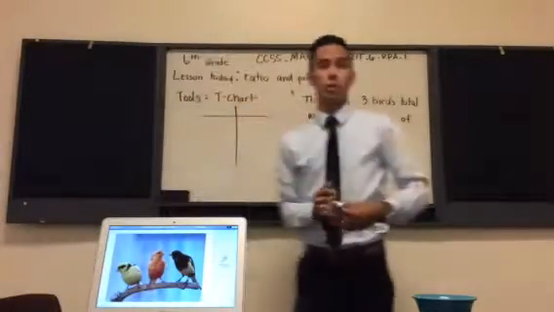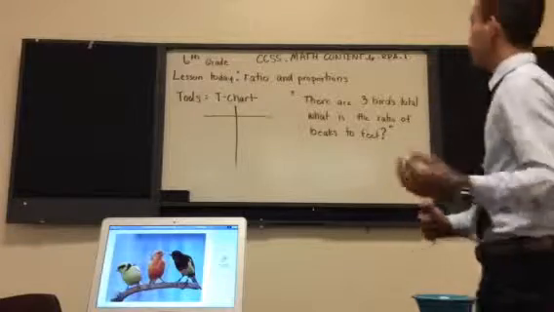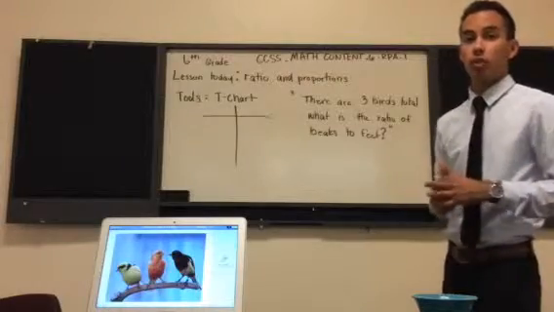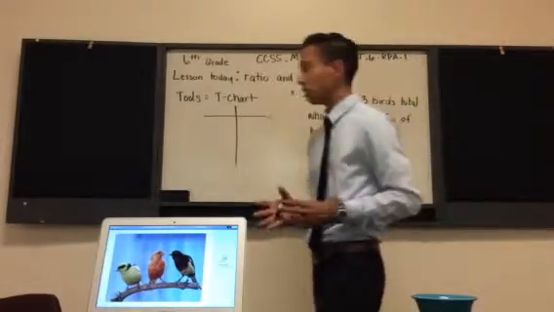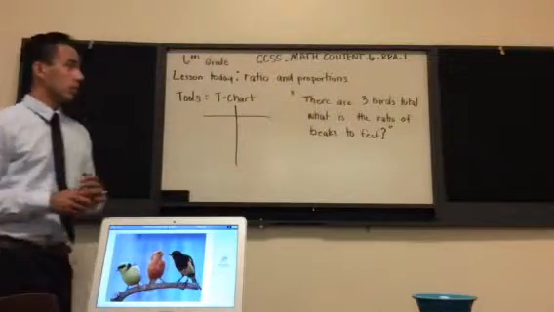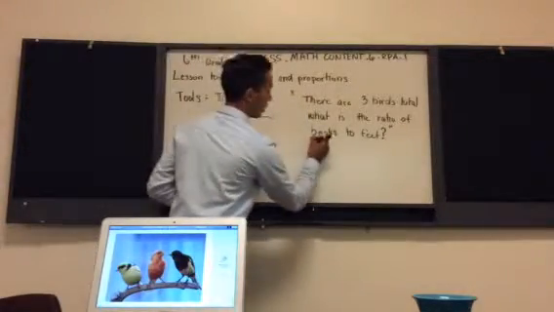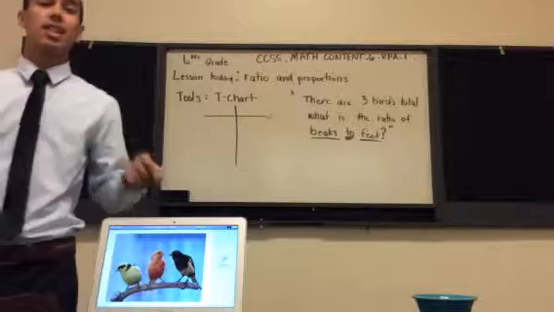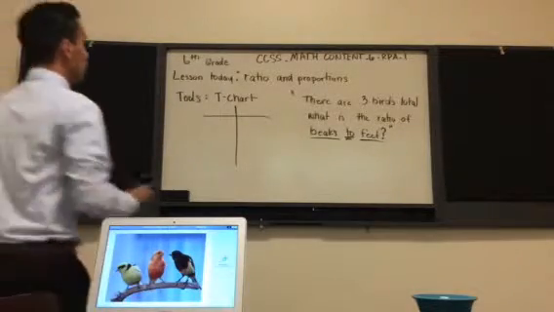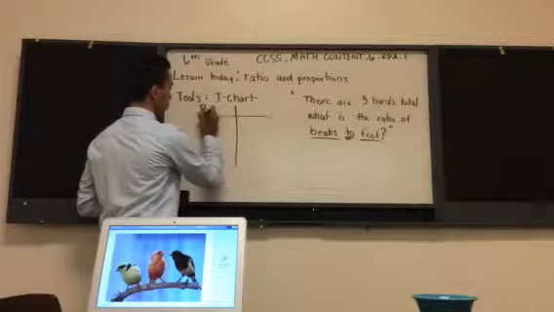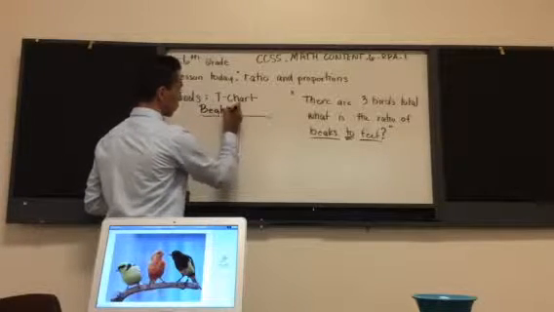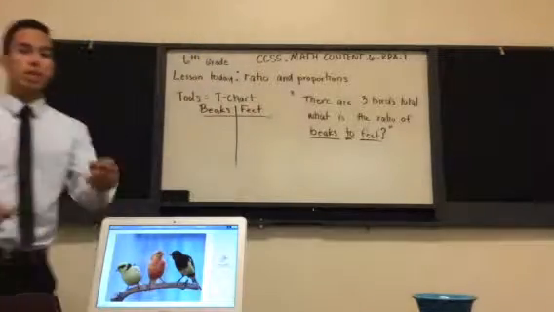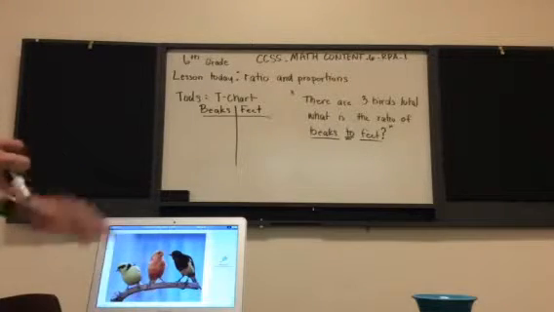So there are 3 birds total. If you look at the picture below, there are 3 birds, 3 finches. What is the ratio of beaks to feet? We're going to count the total amount of beaks to feet. But first, let's label. It says beaks to feet, so we're going to label it exactly the same as it is read. So right here, we're going to write beaks to feet.